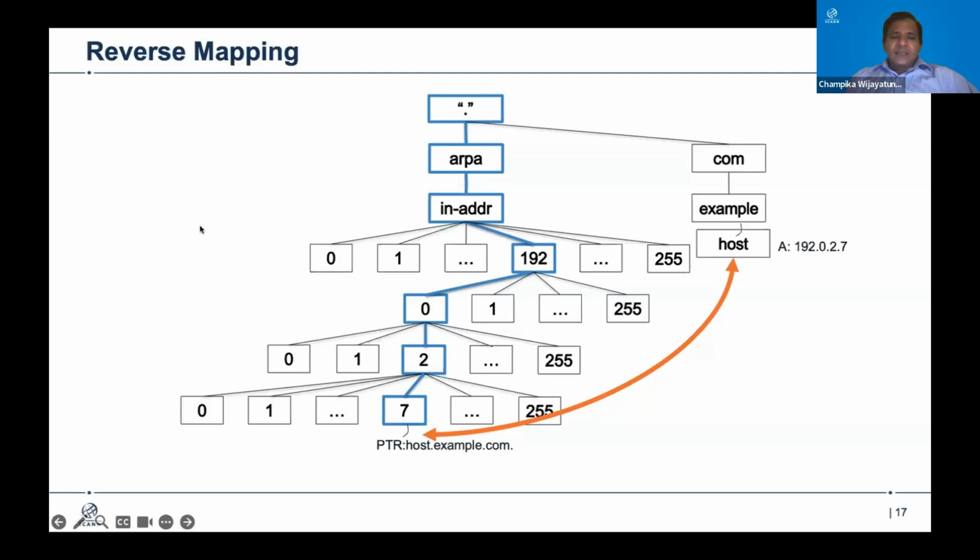I'm not showing IPv6 here, because most people use IPv4 addresses. If you're using IPv4 addresses, then you put your IPv4 address along this hierarchy. If you have 192.0.2.7, then you put it like this, 192.0.2.7, and then you create a pointer record between this fully qualified domain name, which becomes 7.2.0.192.in-addr.arpa. That is mapping to host.example.com. Right? This is what we call a reverse mapping.